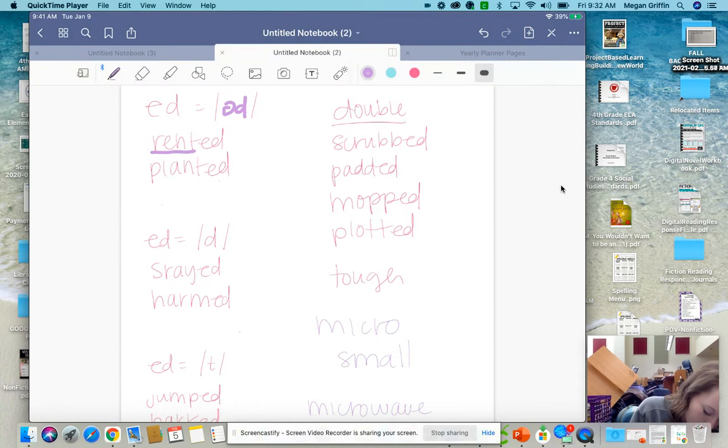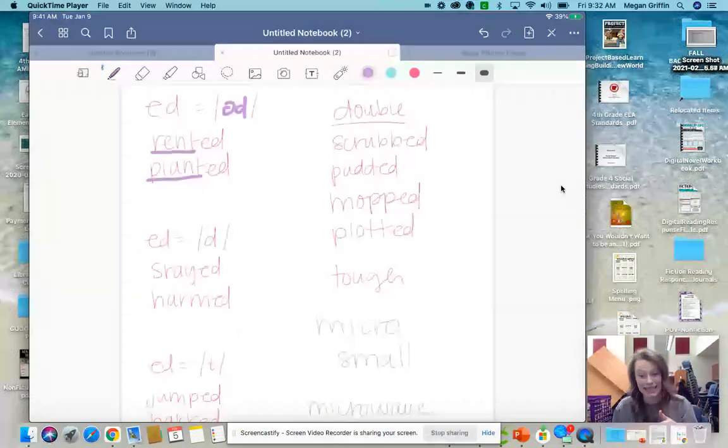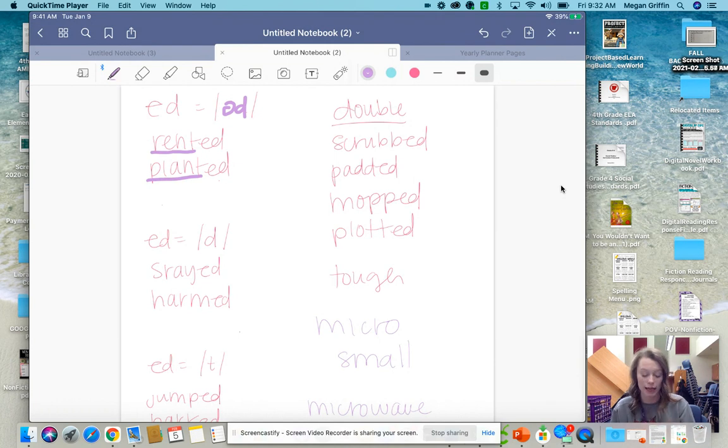Same thing with this base word, plant. I'm hearing ed at the end. I planted my garden. I planted my garden, okay? So ed is going to go on the end of these words, and I don't have to do anything to them, okay? So I have plant, or I have rent. I'm just going to add the ed on the end to show that they've already happened, and it's going to make that ed sound.